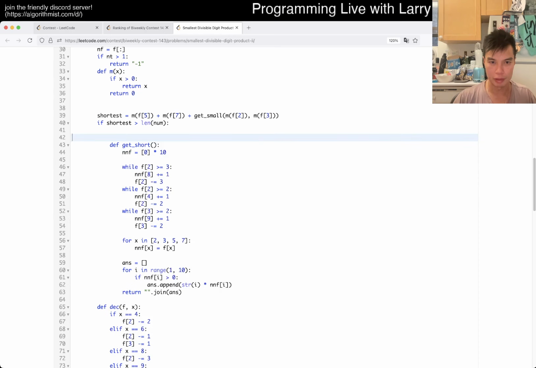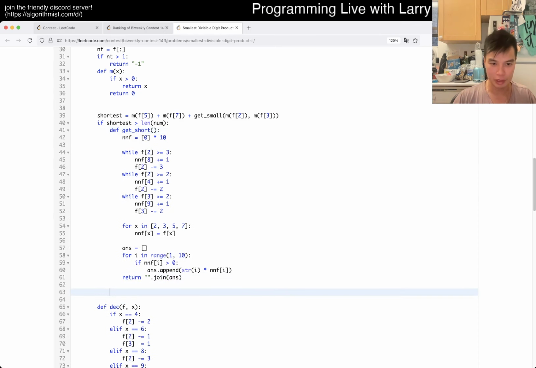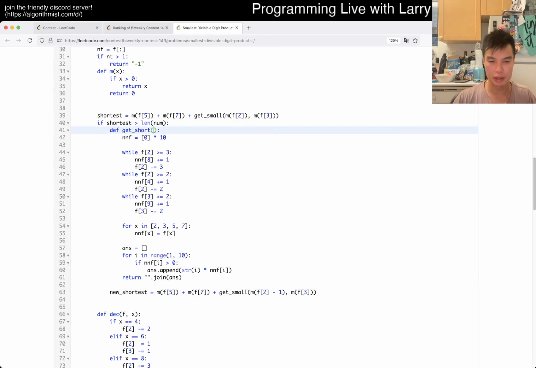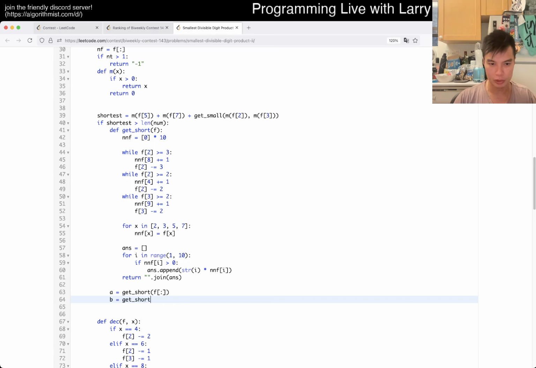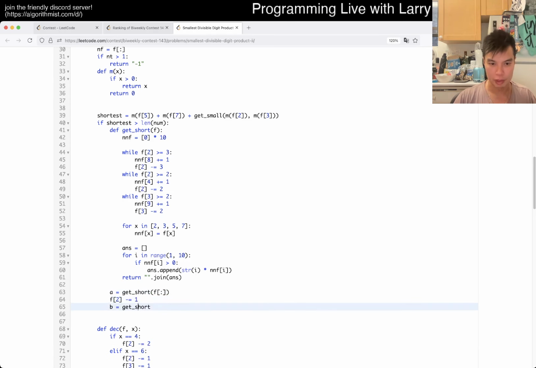Okay, so then now we have do, right? I mean, we could even just do get shortest of f, right? So then here we can do get short a is equal to this, b is equal to get short of do, right? Same idea really. But yeah, and then now, no, you need a 6, I think. Yeah, I just didn't even consider 6 really.